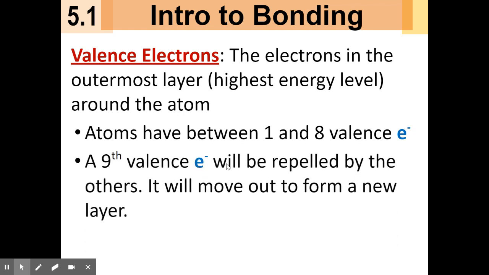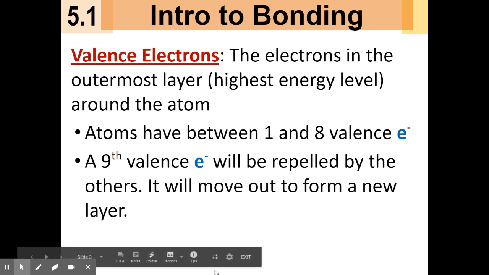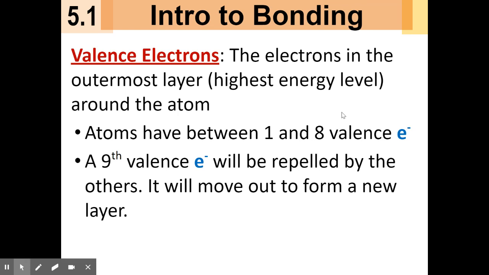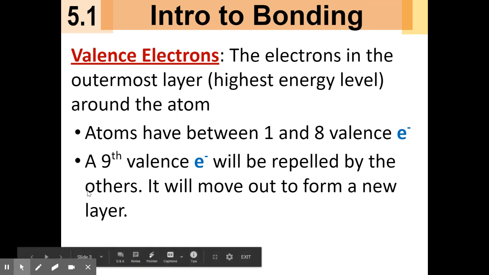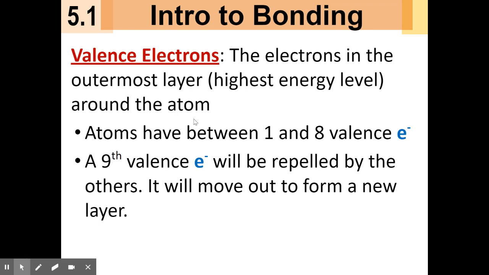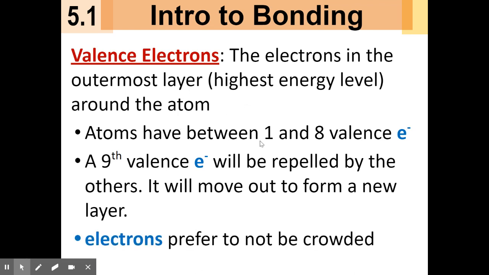All right. If you try and place a ninth valence electron, that electron will be repelled by the others and it will move out to form a new layer. This is essentially the Aufbau order that we talked about. How, as you diagonally fill in that chart, you see that the highest energy levels are always going to be either an s or an s and a p. So the most electrons you could have would be 2 electrons in an s and 6 electrons in a p. That's 8. All right. And then if you try and place in the ninth electron, it will go and form another energy level. Because remember, electrons prefer not to be crowded.